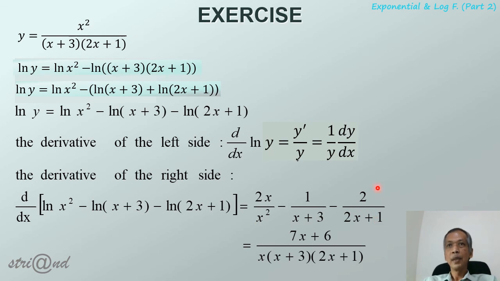And then when this equation is simplified, we can find the derivative of the right side is 2x plus 6 divided by x times (x plus 3)(2x plus 1). And the rest of the explanation of this exercise will be discussed in the next slide.